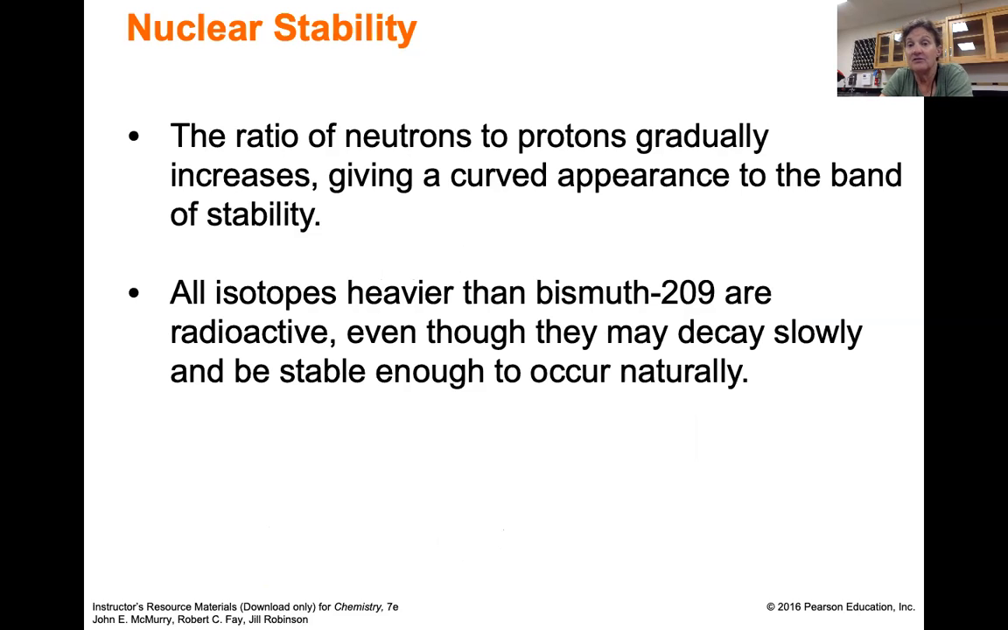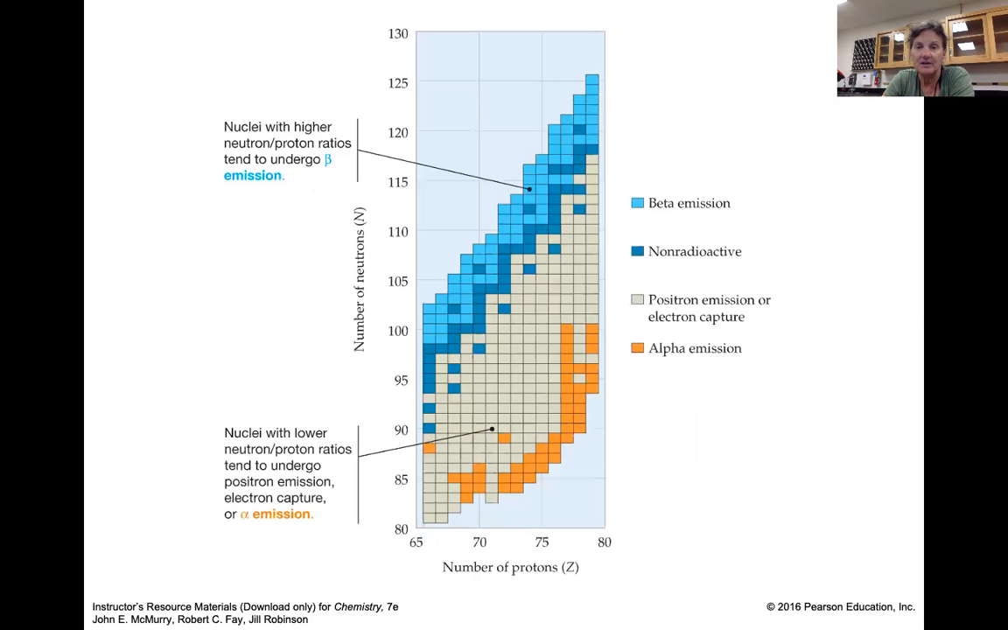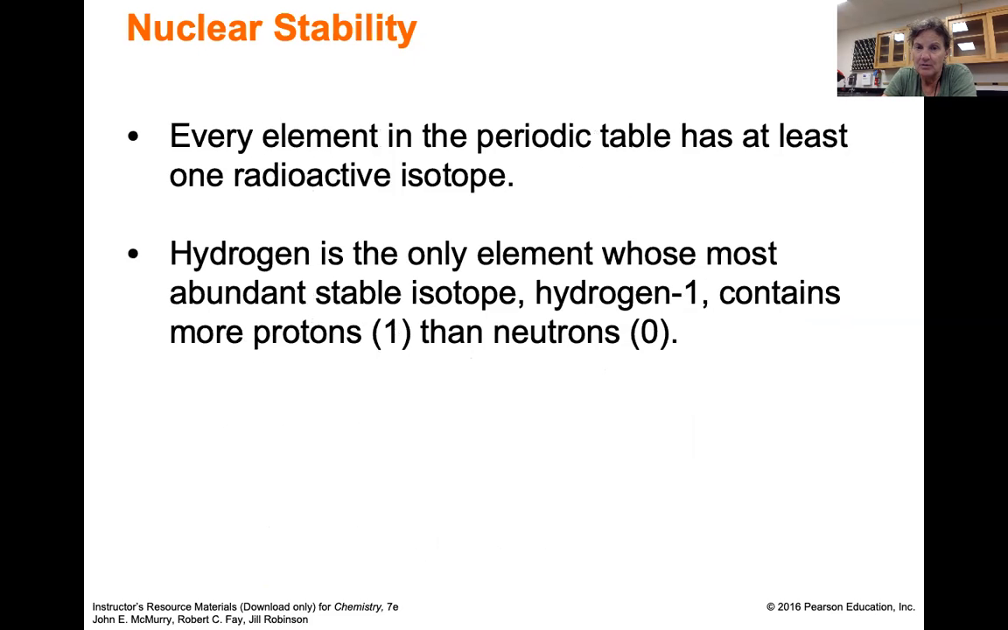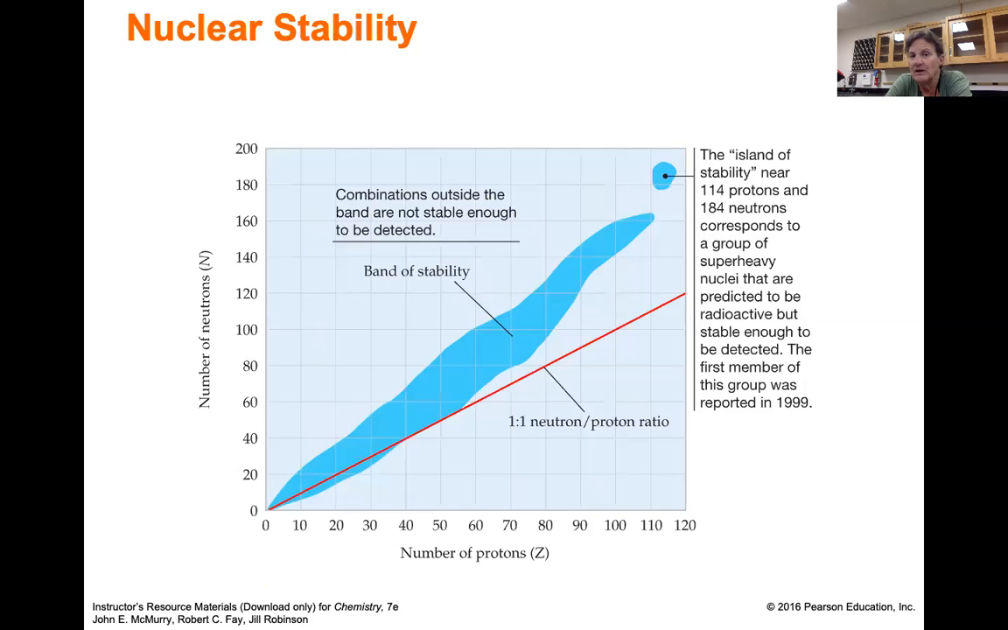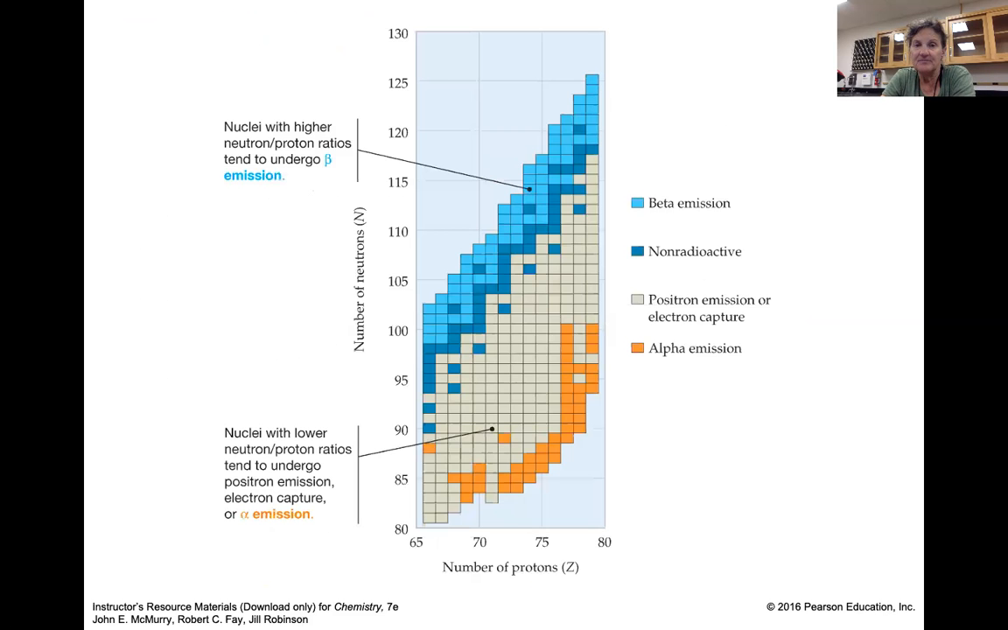All isotopes heavier than bismuth-209 are radioactive. Even though they might decay slowly, they could be stable enough to occur naturally, but they will decay over time. This is just showing you, and you can look at this and put some thought into it, but when you're above or below that band of stability, you're either going to want to gain negative charge or positive charge. So you're either going to want to give up protons or gain protons in the nucleus. So this is just showing you what's going to probably happen.